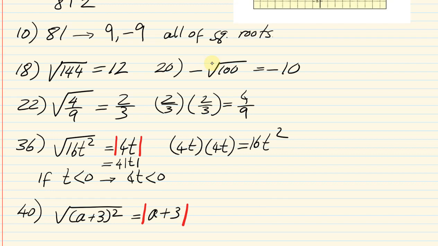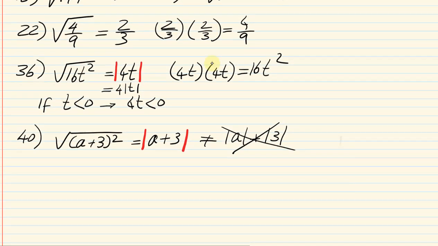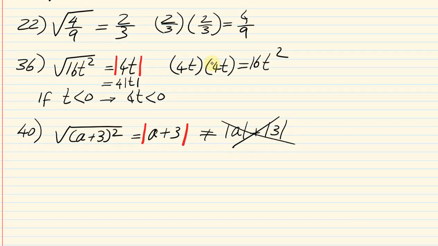Now, when you have addition or subtraction, we cannot do absolute value of a plus absolute value of 3. Okay, we're not allowed to do that. So we're done with this one. Only in multiplication can we bring the number outside the absolute value.